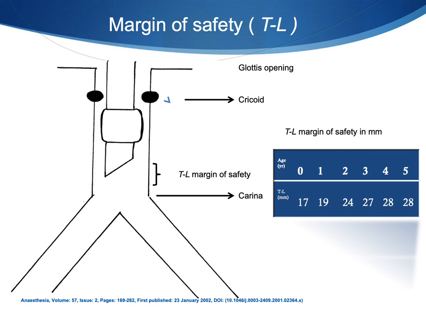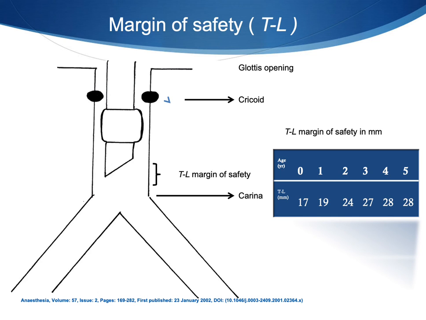Now this slide shows your margin of safety, your T minus your L. Basically, what is my safety? How many millimeters can my endotracheal tube move safely without extubating my patient or without endobronchialing my patient? The photo on the right side is actually the millimeters for the different age groups, from 0 to age 5. Basically 17 millimeters up to 28 millimeters.